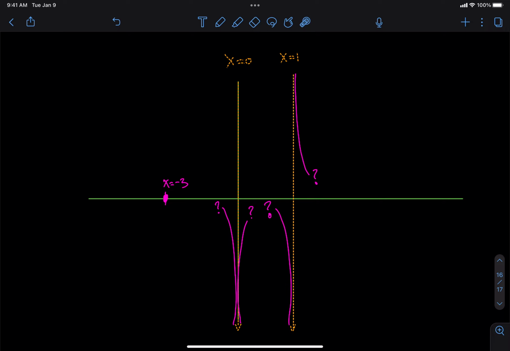We know that it's going to go through, so probably it's going to connect something like that, if I had to guess. And then also at 2, x equals 2. So probably it's going to pass through something like this. Something like that.